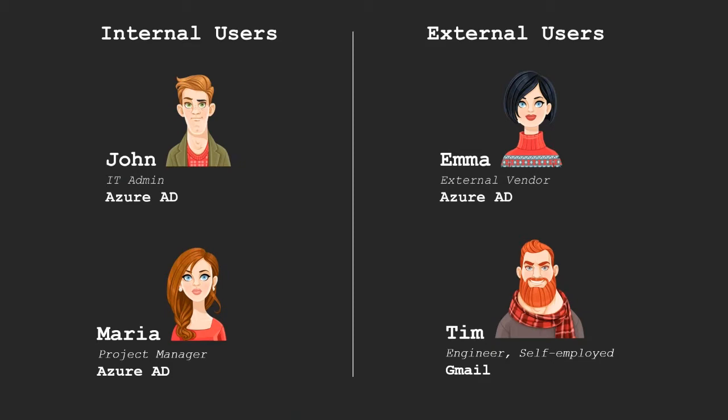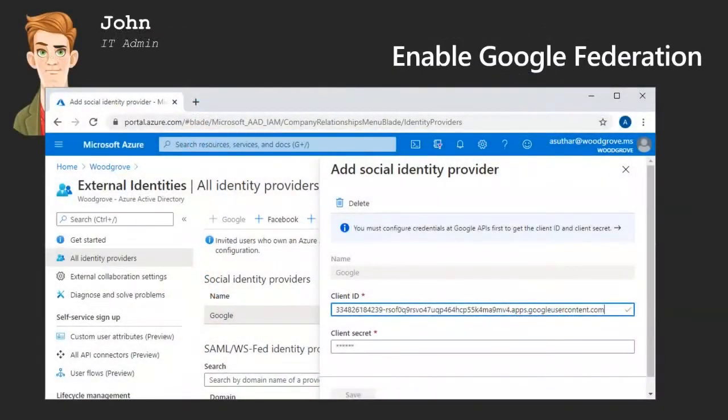First thing John does is that he enables the Google federation that I mentioned earlier. This is super simple. You basically create the Google account, and there in Google, you register an application and create a client secret for free. Then you enter this client ID and the secret in Azure AD, and bam, you're done. Now you can use Google as a federated identity in your tenant.